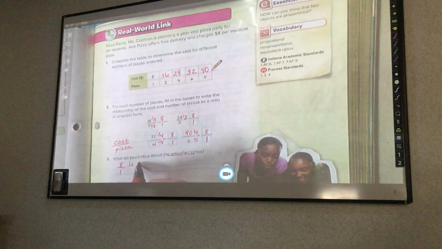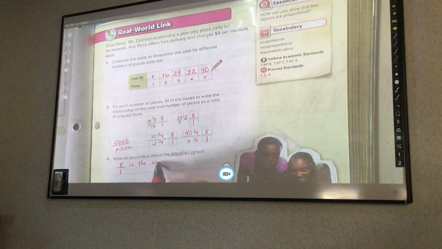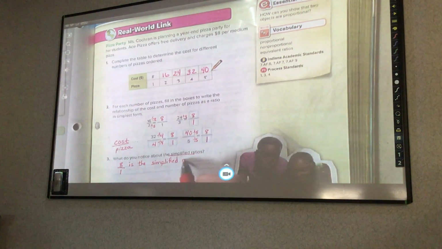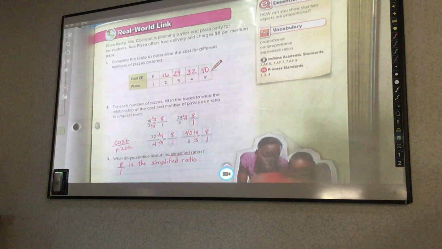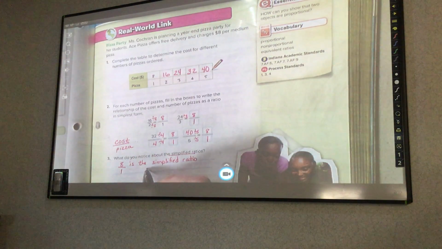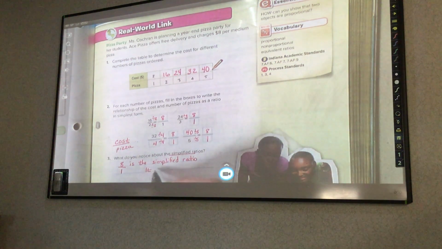is the simplified ratio. So it is proportional.